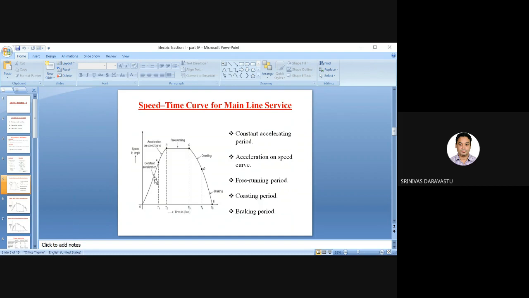What happens in the constant acceleration period? During this period, traction motors accelerate from rest.